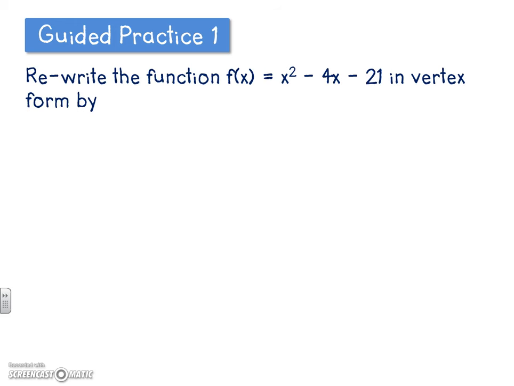Let's begin the guided practice. Rewrite the function f of x equals x squared minus 4x minus 21 in vertex form by completing the square. The first thing I notice about this function is that a is equal to 1. This function right now is in standard form, and we want to rewrite it in vertex form. Being that a is equal to 1, that makes our lives a little easier.